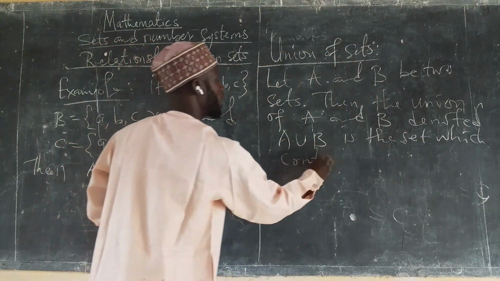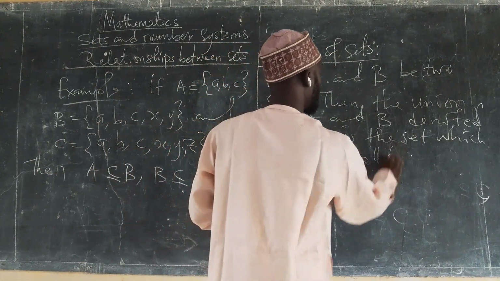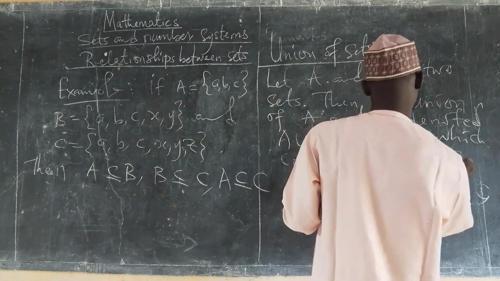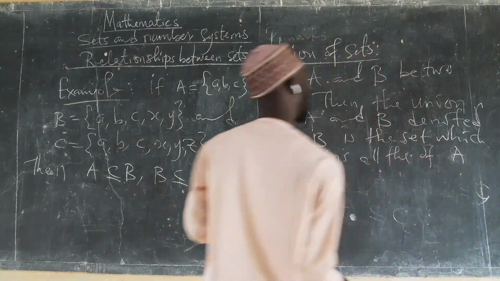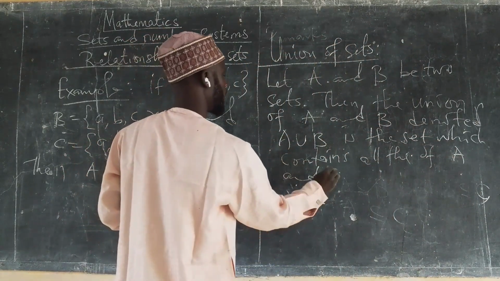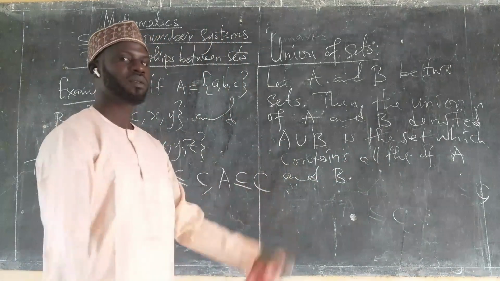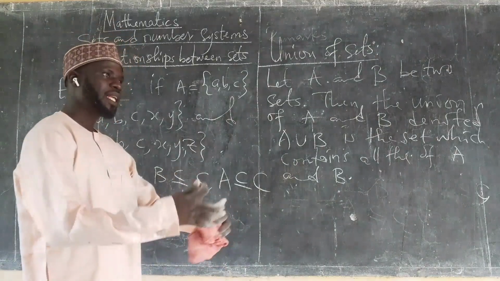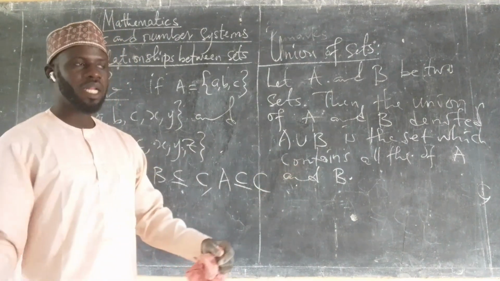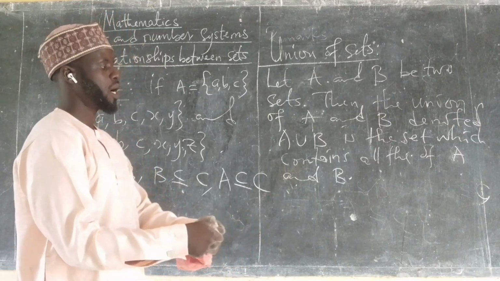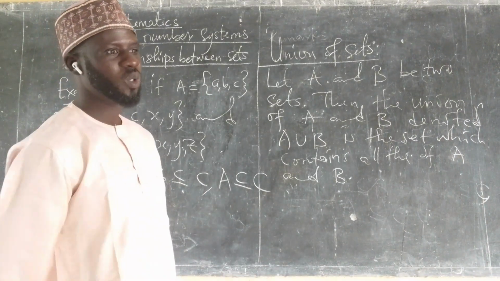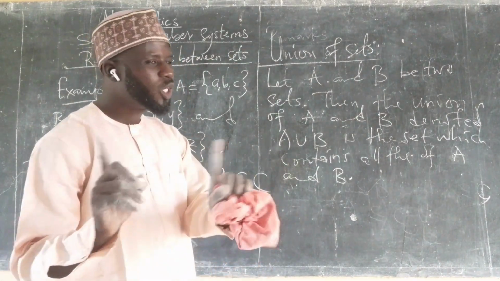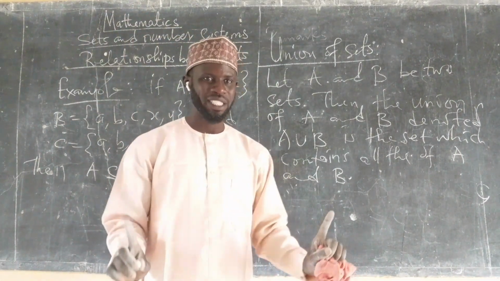which contains all the elements of A and B put together. So the elements of A and B, when you collect them, all the elements of A and all the elements of B combined in a set, so you have the union of the two sets. Remember, in taking union, we don't take repetitions. So there are no repetitions.